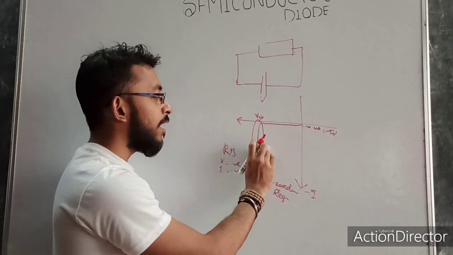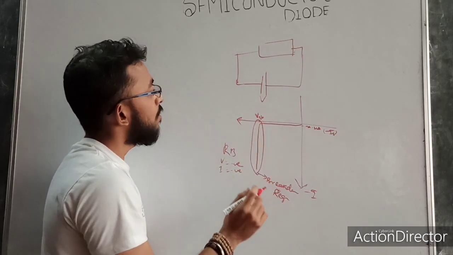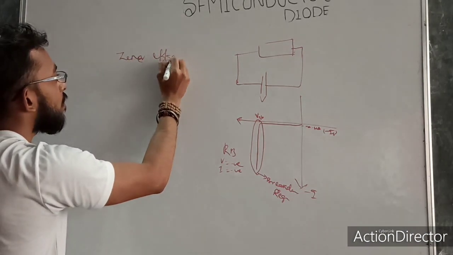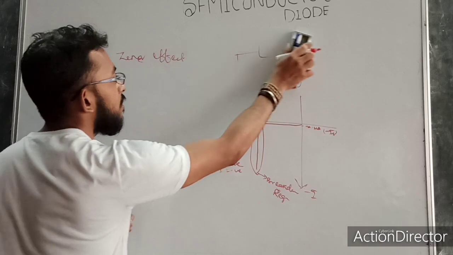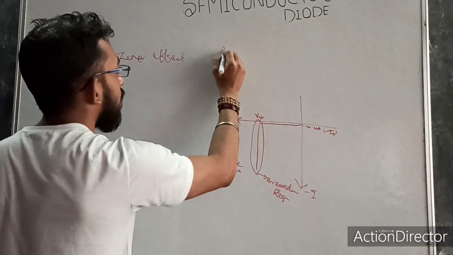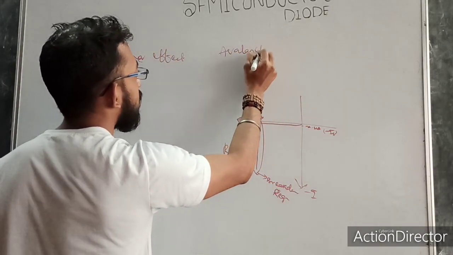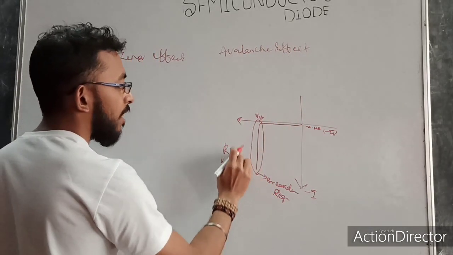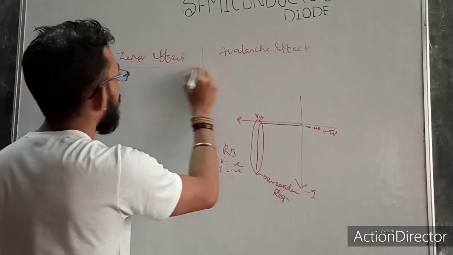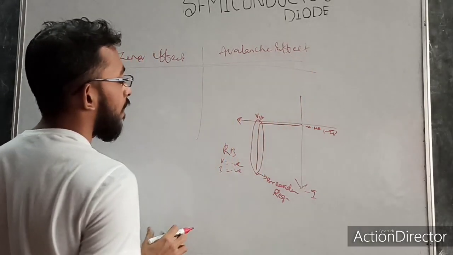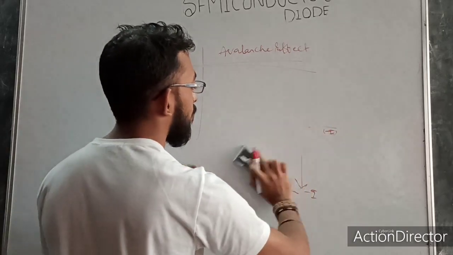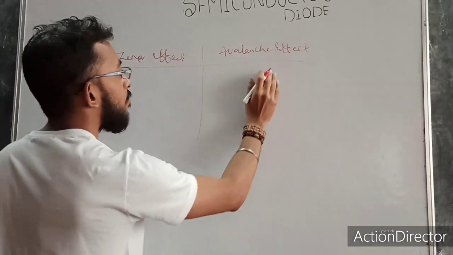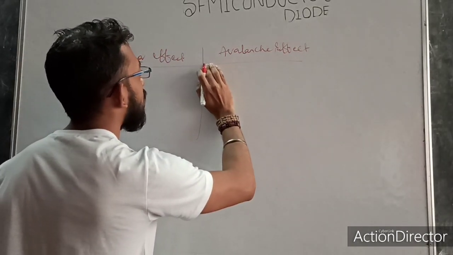There are two mechanisms for this breakdown region. One is the Zener effect, and the second one is the avalanche effect. So this breakdown occurs due to these two mechanisms. We will see them one by one, and I will make a difference between the two so that you can get more clarity. First, remember the avalanche effect.